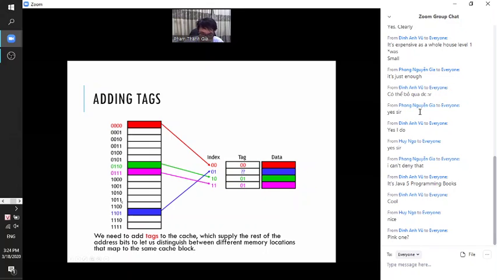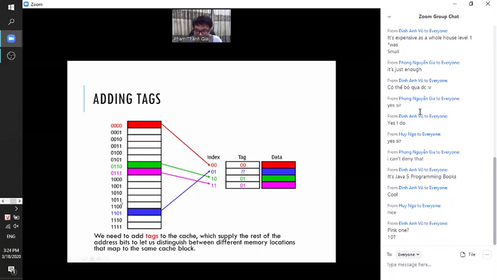So if we have a 1, 1, it will be here. This is the index, so it's in pink color, right? Okay, that's good. You got it? So in that case, what is the value of the tag to store 1011?